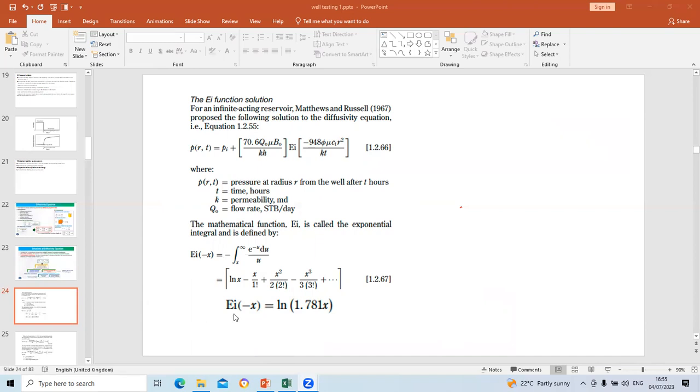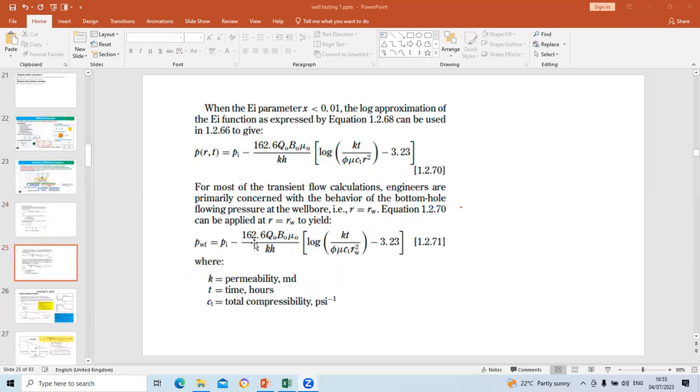This is the exponential integral that we have. If we have the exponential integral of negative x, it is approximately equal to this. They can also approximate it to this, but our interest is not on that. This is the generalized form of the diffusivity equation, which is what we are going to use today to do our analysis.